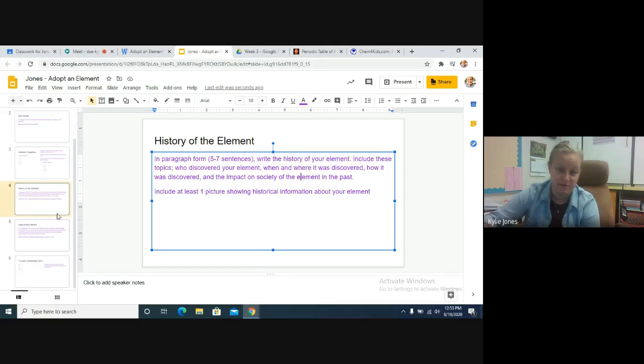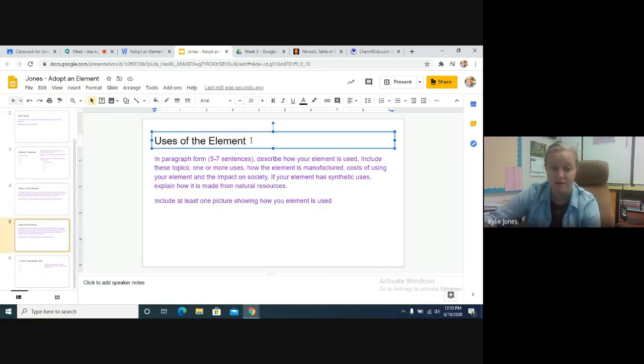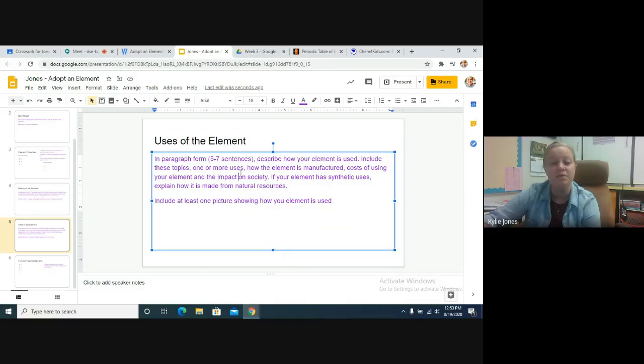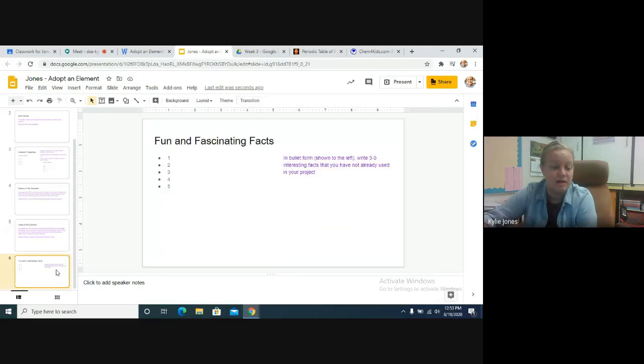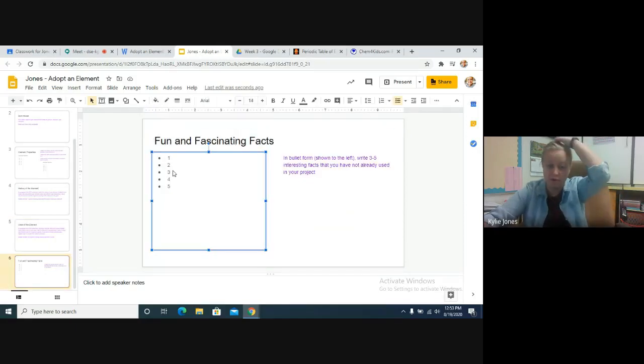Same thing with slide 5. Uses of the element will stay there, stay the same. The purple stuff is your directions for the slide. And slide 6, again, same thing. Fun and fascinating facts, and the bullet points will stay there. You just need to add your fun and interesting facts.